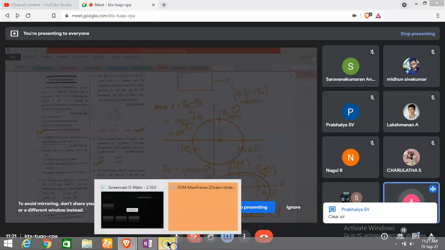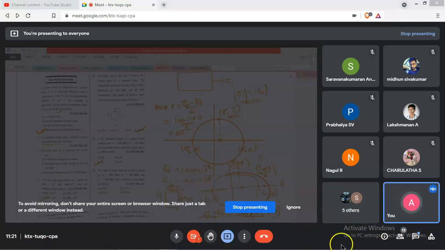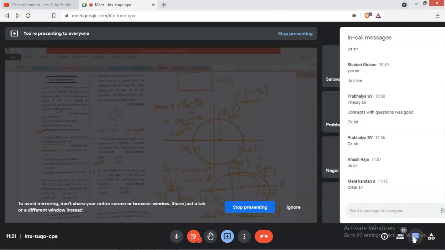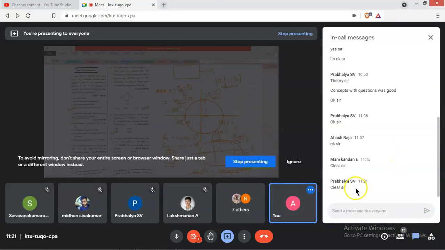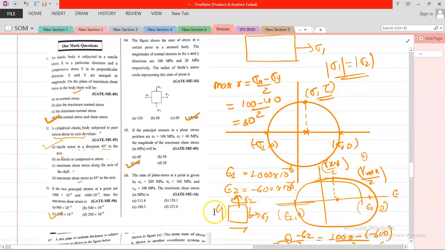Okay, so the person who responded, I'm asking you, is this format okay? First discuss the concept, then the question. Is this okay? Yes, okay. I am going with it. So your option is 118.8 megapascal.